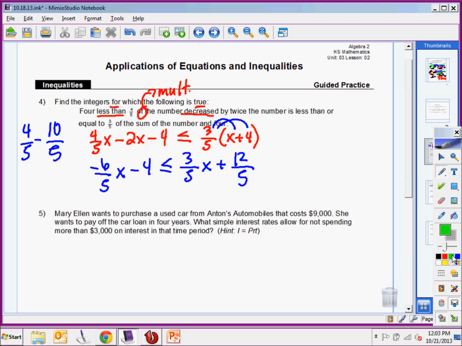So I'm going to move my smaller number so that I can maintain positive. So plus 6/5 x. Negative 4 is less than or equal to 9 over 5 x plus 12 over 5. All right, is x on its own side yet? No. So you've got to subtract 12 fifths. Subtract 12 fifths.